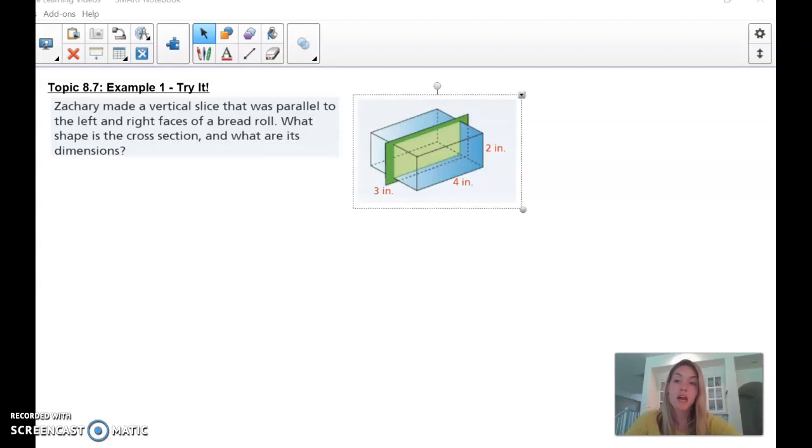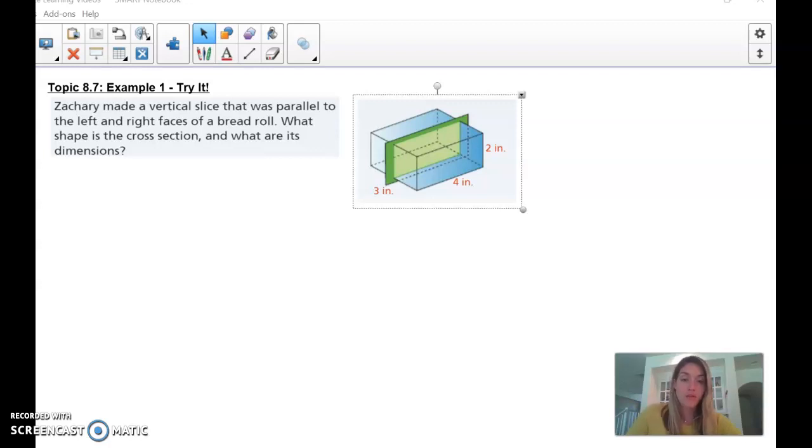All right, this is our topic 8.7, example 1 try it problem. It says Zachary made a vertical slice that was parallel to the left and right faces of a bread roll. What shape is the cross section and what are its dimensions?